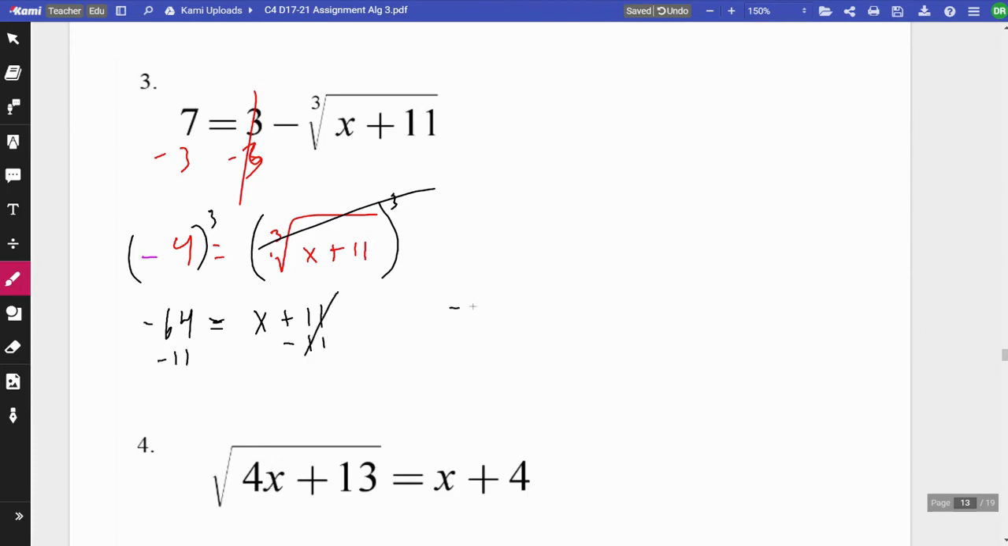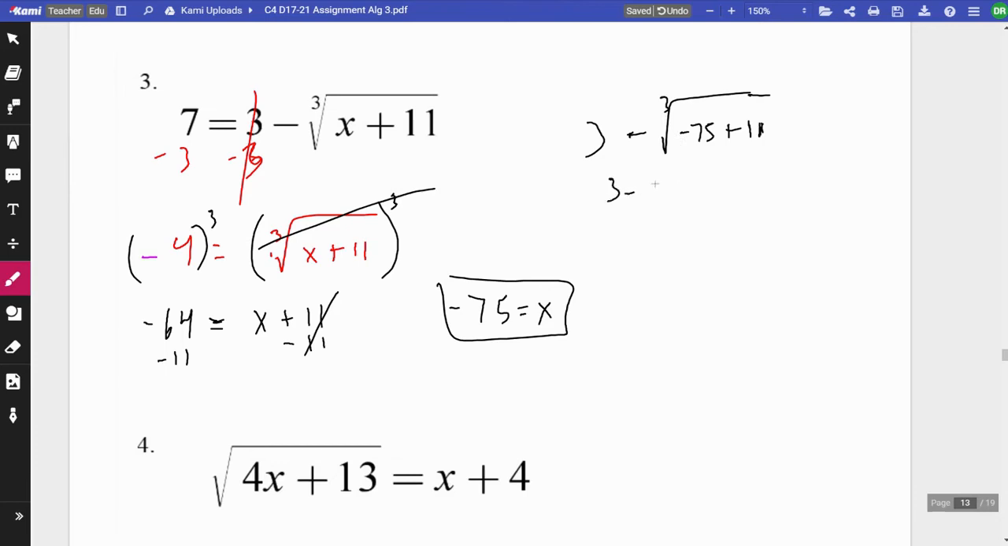So then we are negative 75 equals x. That is, what do we get? We could plug this in and just very briefly check out the radical here. We have 3 minus the cube root of negative 75 plus 11. Now we might be thinking, uh-oh, this is going to be a negative. And it is, underneath the radical. But it's a cube root. You can have negatives underneath an odd indexed radical, just not even. So this would be 3 minus the cube root of negative 75 plus 11, which is a negative 64.